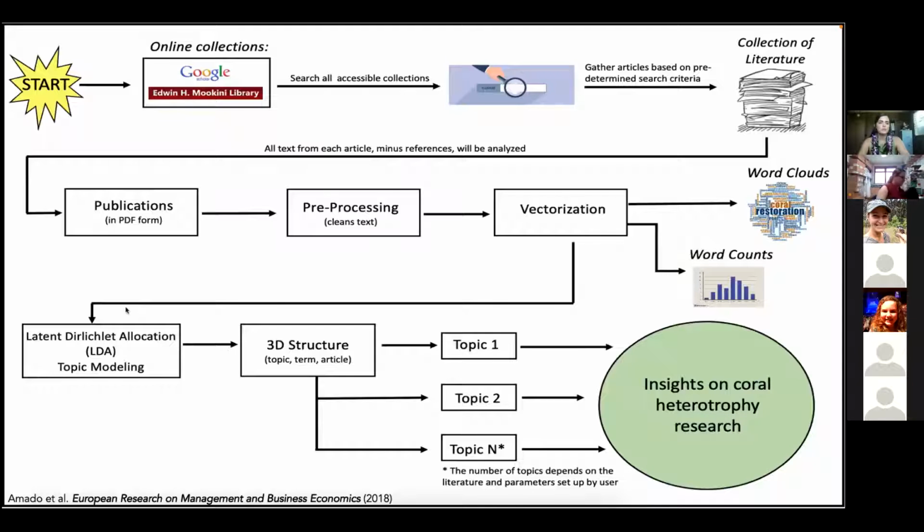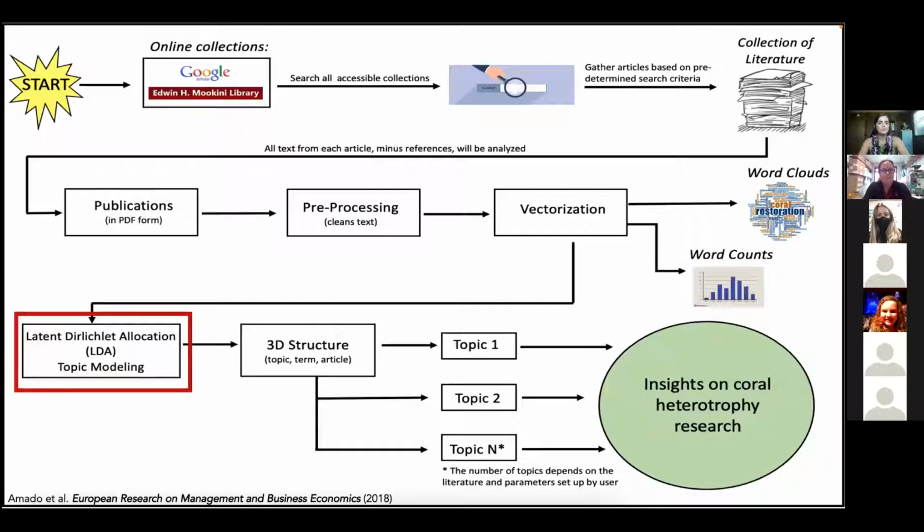Now moving into topic modeling. Specifically, I used latent Dirichlet allocation, or what I'll be referring to as LDA topic modeling. The reason I used LDA topic modeling is that it's one of the most popular ones, and it assumes there are underlying themes or topics to your data set.